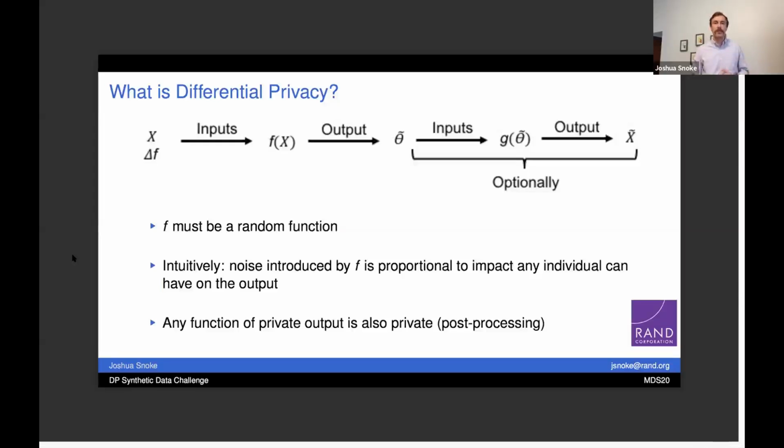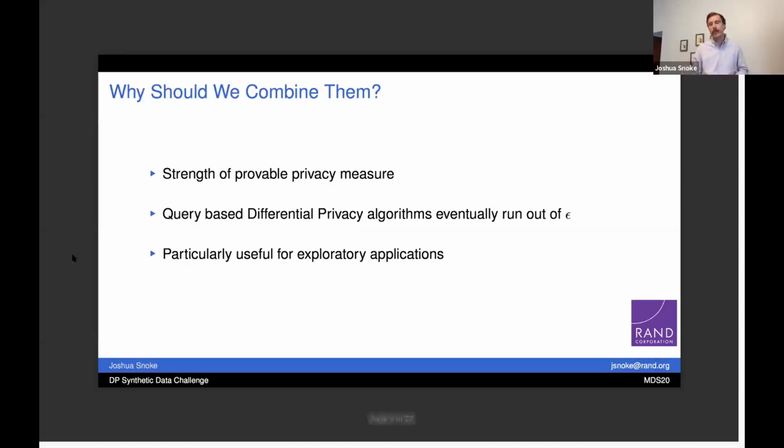So this is useful for synthetic data if you think about perturbing the parameters of the model and then synthesizing data based on those differentially private parameters. The data will also then be differentially private. So why should we combine them?